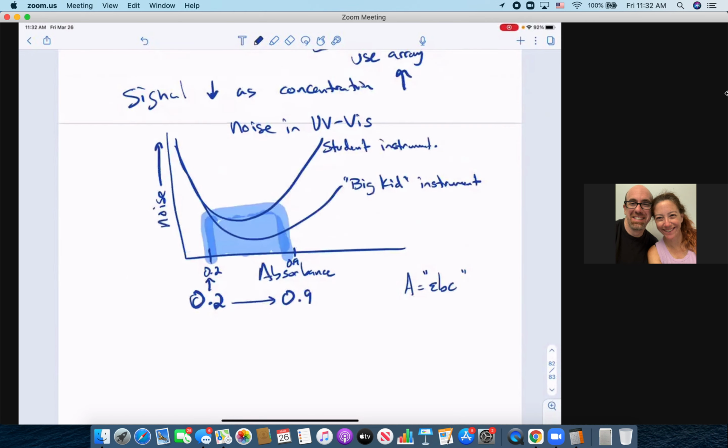National debt. So what causes this curve to be like this? And it's really the noise factor, right? At this part, at low absorbance, is transmission high or low if the absorbance is low? Transmission high. Thank you so much, Eric. If transmission is high, then what you are doing is measuring a small change in a large value.